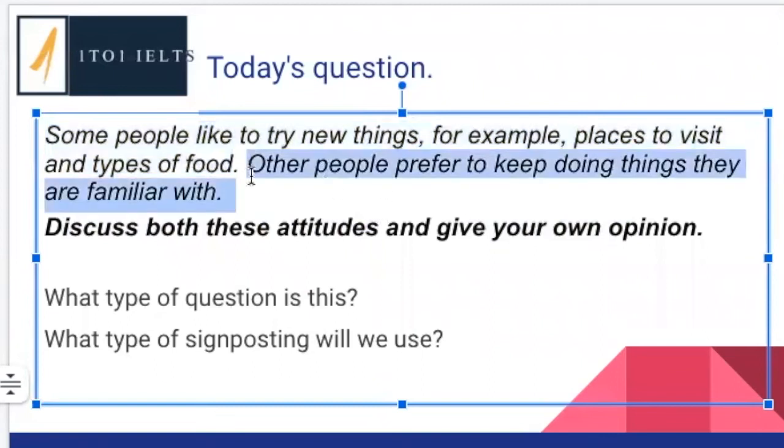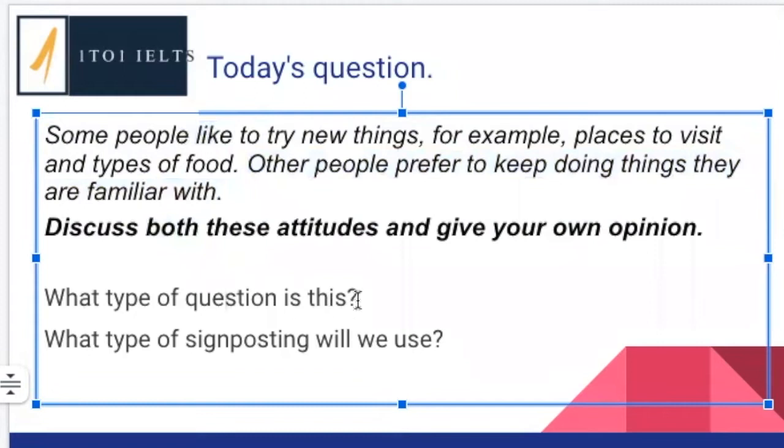And in the second body paragraph, we're going to explain why other people prefer to keep doing things they're familiar with. So both of these need to be discussed, irrespective of what your opinion is. If you agree with one, don't just talk about one view. This is a common mistake I see. We have to discuss both, because that's what the question is talking about. I think I've said this over and over again.